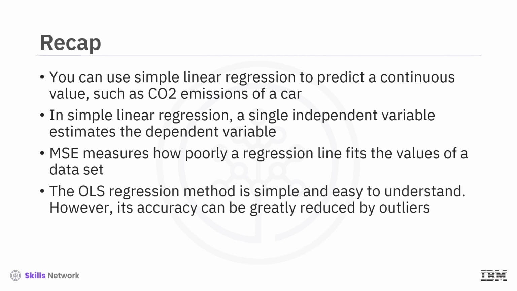This form of regression is commonly known as ordinary least squares regression, or OLS regression. The OLS regression method is useful because it's easy to understand and interpret. However, outliers can greatly reduce its accuracy, giving them far too much weight in the calculations.